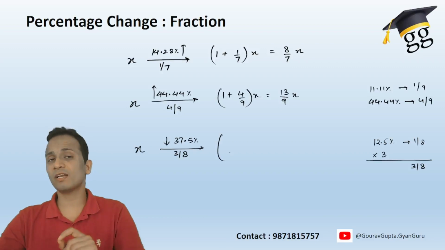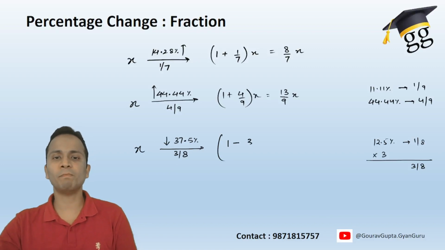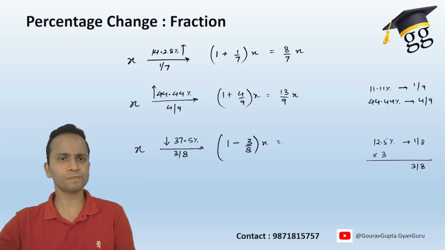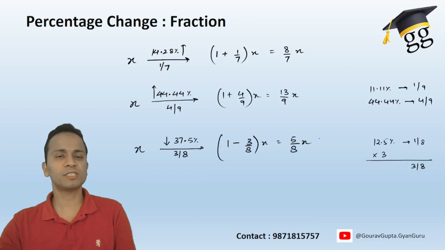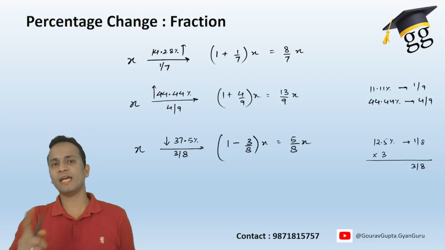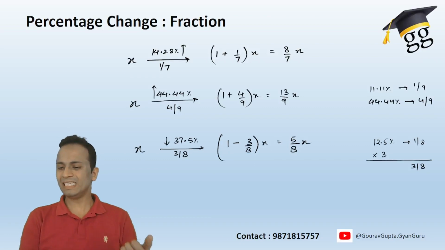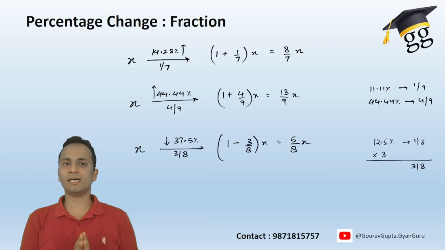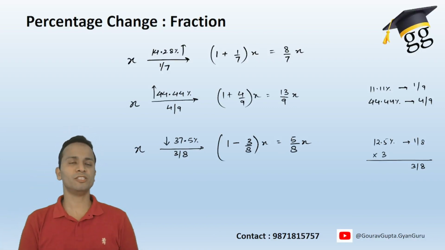Now since we are reducing the value by 37.5%, so the final value will be 1 minus 3 by 8 times the original value. Okay. So final value will be 5 by 8 times x. Right? So this is when we are converting, we are writing the final value in terms of fractions. अब initial value और final value का खेल नहीं है यहाँ पे. The game is about the factor that we are generating.